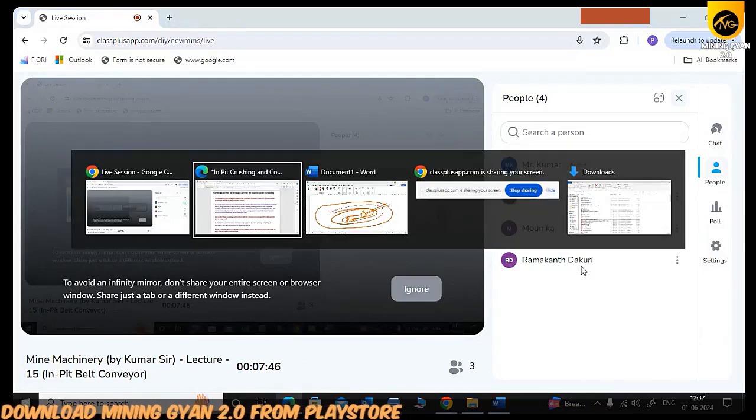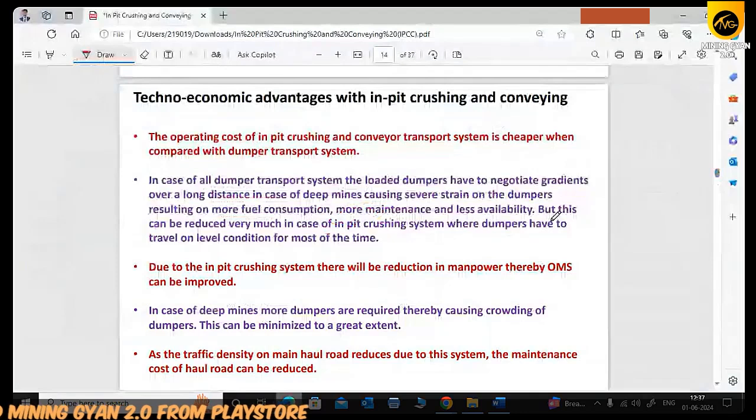So I have left this class in lecture number 14, slide number 14. Now I'm continuing this chapter on in-pit conveying systems.